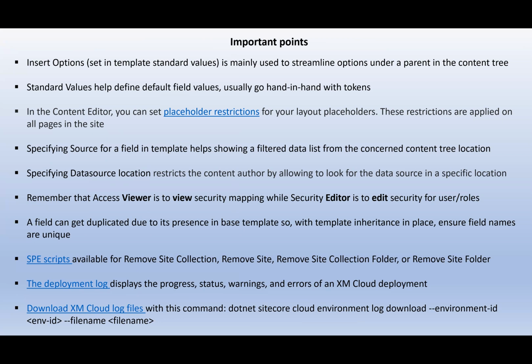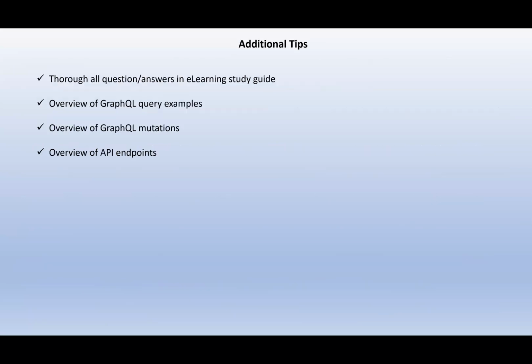There's a deployment log which shows you the progress status of your XM Cloud deployment, and you can restart a deployment from where it left off. It's a very good option. You have SPE scripts for site, collection, folder, and all that. So final tips: go through the entire question and answer e-learning study guide. Do it 10 times, and all 10 times get 10 out of 10. Also review the GraphQL query examples from the documentation, GraphQL mutations, and the overview of API endpoints. Another thing is going through all the URLs, but that's part of the study guide.